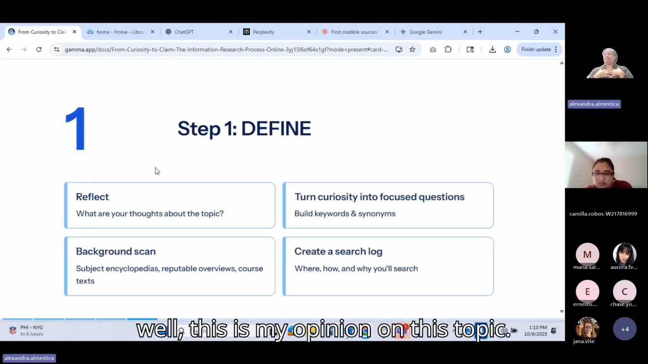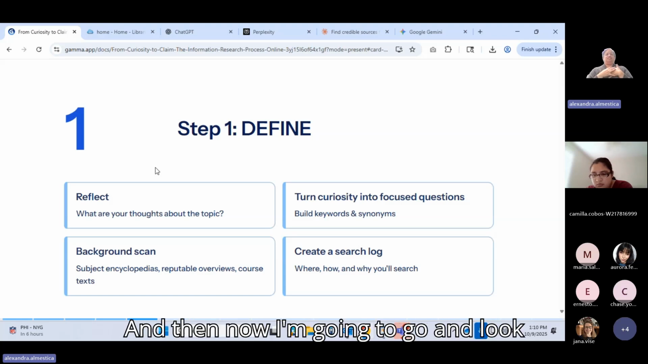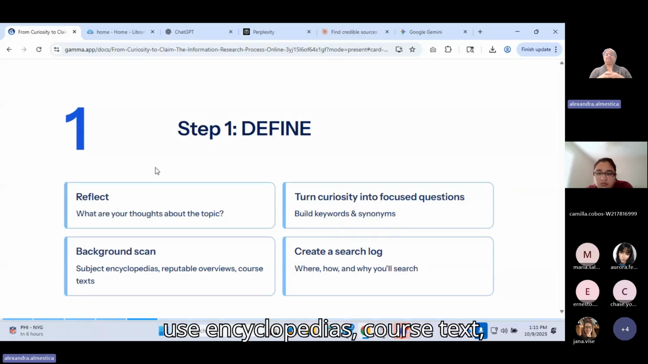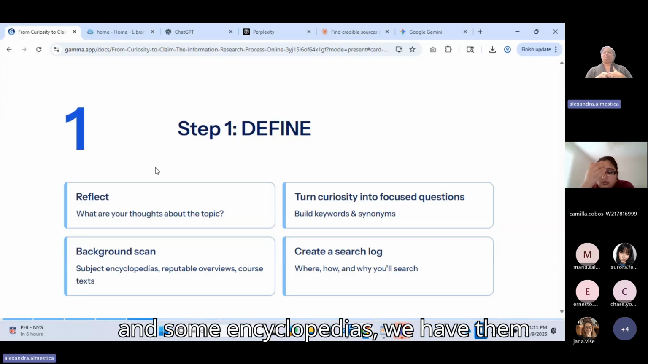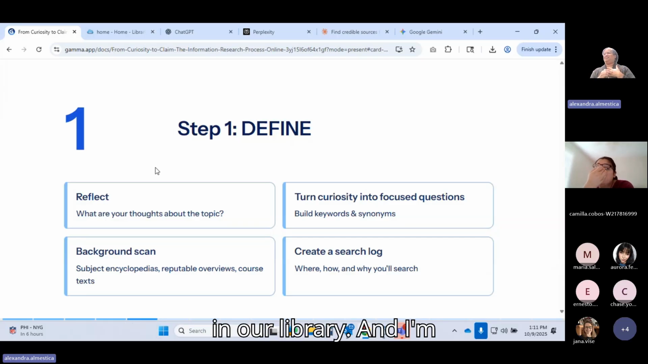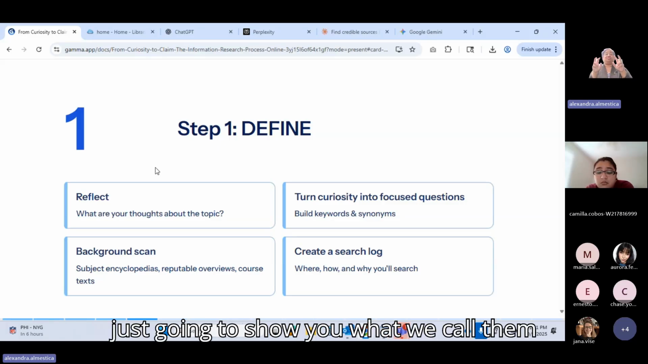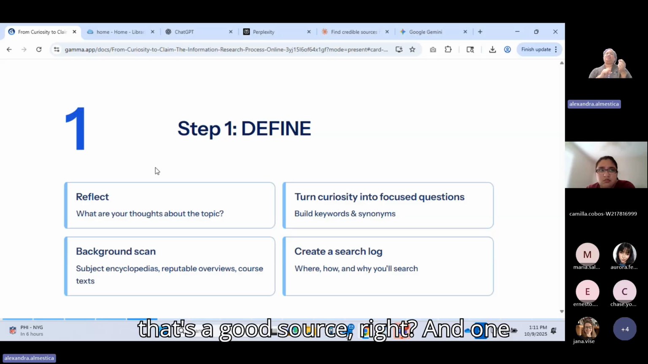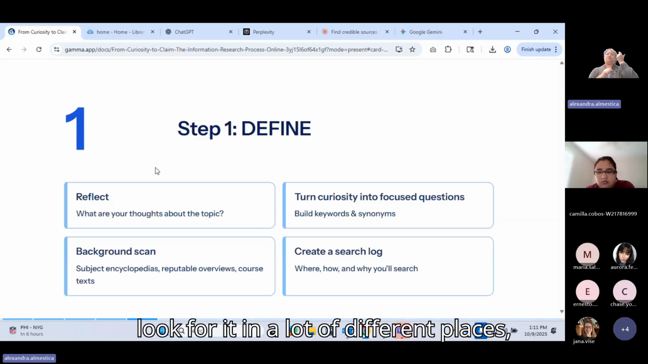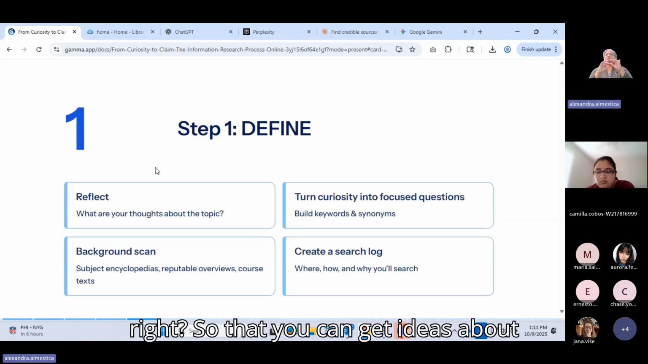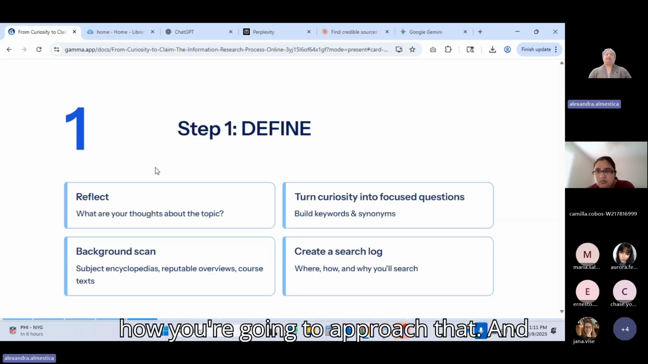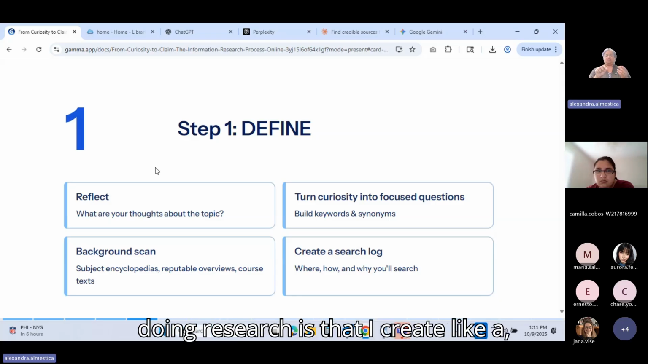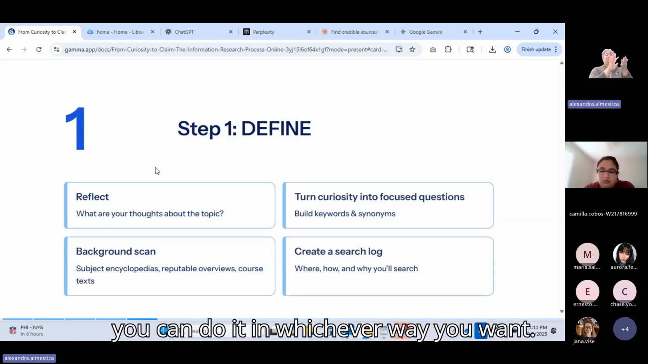So it's okay for you to say, well, this is my opinion on this topic, and now I'm going to go and look for some information, right? And you can use encyclopedias and course texts, and some encyclopedias we have in our library, and I'm just going to show you what we call reference sources. And that's a good source, right? And one thing that I want you to also do is stay curious about your topic and look for it in a lot of different places, so that you can get ideas about how you're going to approach it. And one thing that I like doing when I'm doing research is that I create, you could do it in whichever way you want.